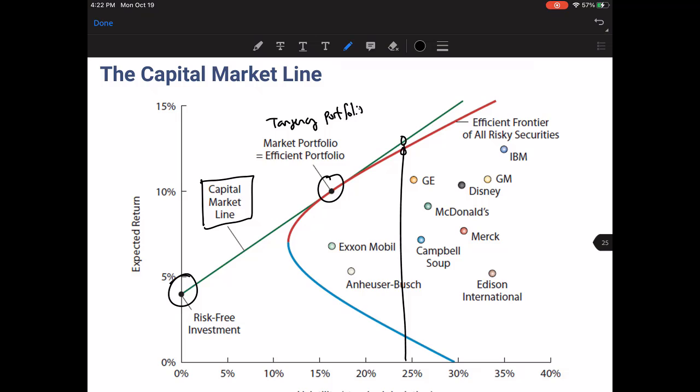Okay, these points are obviously dominated, so any point inside or below the green line is dominated, right? Because as I already said, the vertical line represents fixing the risk, and you can always get higher returns if you hold some portfolio on the green line.